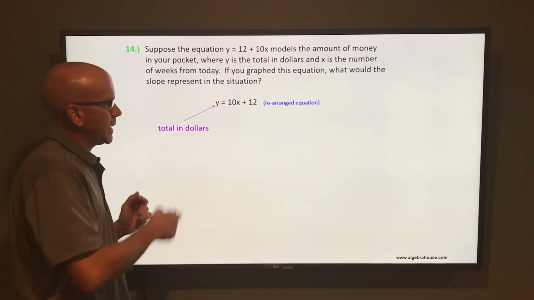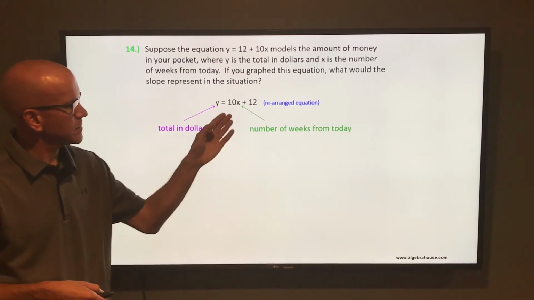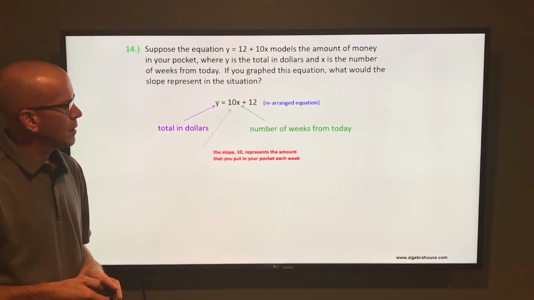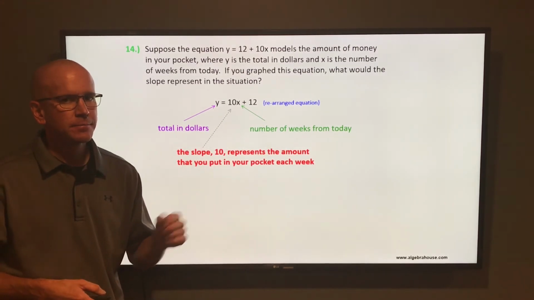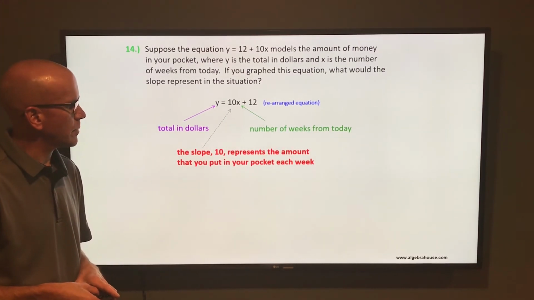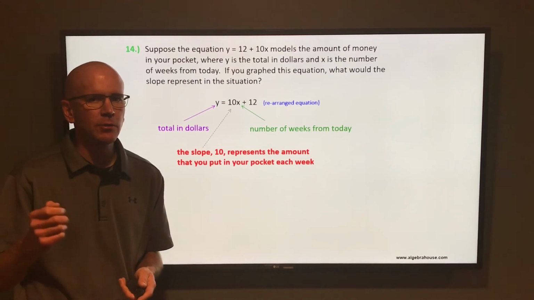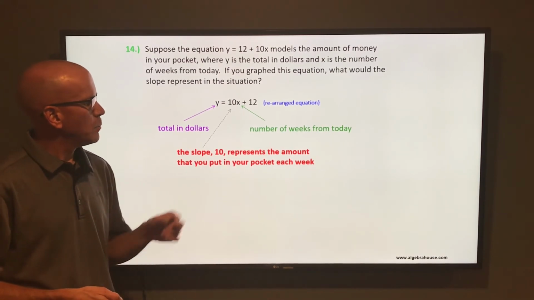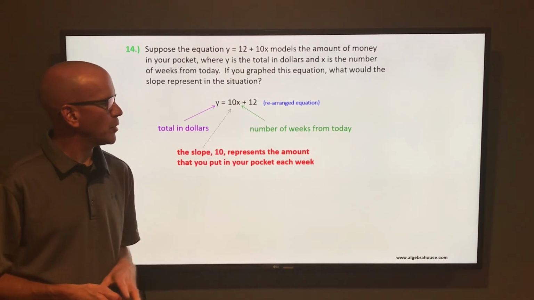y is the total in dollars. x is the number of weeks from today. The slope, which is 10, the number in front of the x, represents the amount that you put in your pocket each week. Now, this is assuming you don't wash your clothes, apparently. But that 10 represents the amount that you put in your pocket each week.